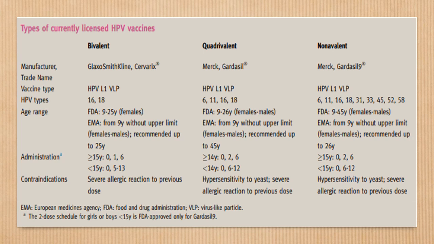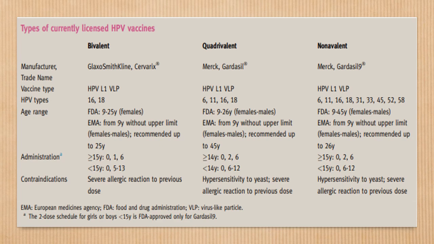There are different types of currently licensed HPV vaccines. Some are bivalent like Cervarix by GlaxoSmithKline. Some are quadrivalent like Gardasil by Merck. Then nonavalent Merck Gardasil 9. This new nonavalent is against many virus types: 6, 11, 16, 18, 31, 33, 45, 52, 58. So HPV types are these, and then age range 9 to 25 years. This could be 9 to 45 years, and administration 0-1-6, or somewhere it is 0-2-6.